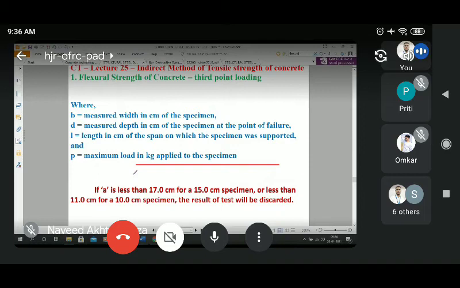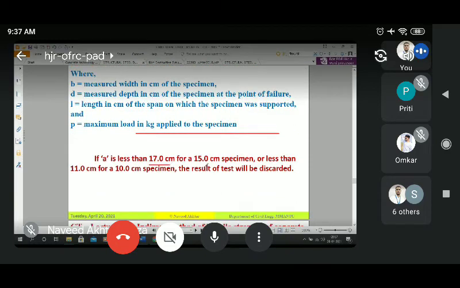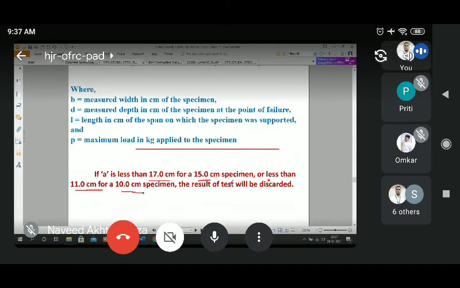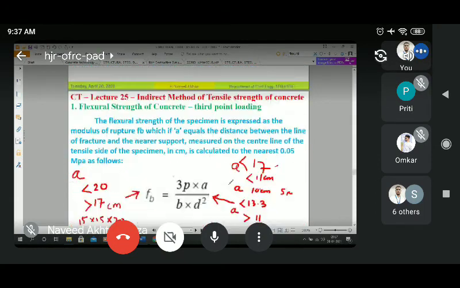But if the value of A is less than 17 centimeter for the 15 centimeter specimen, and less than 11 centimeter for the 10 centimeter specimen, the result of the test will not be considered, or it may be discarded. So that specimen is not considered and will be discarded. That should be kept in mind while finding out the flexural strength. The value of A is very important.